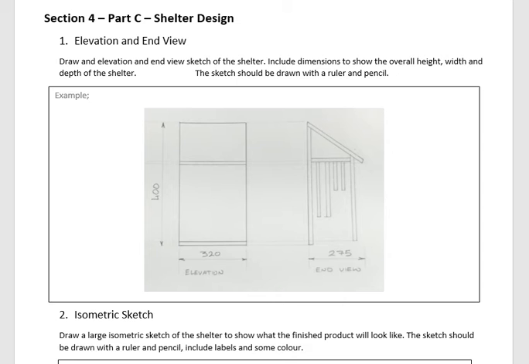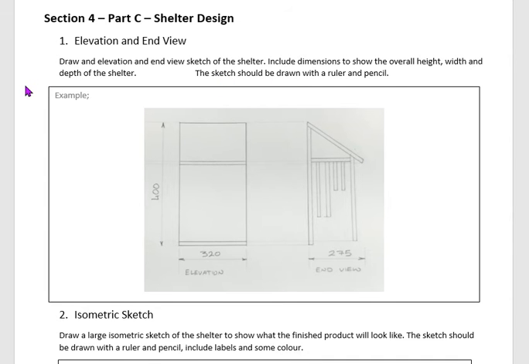So part one of it, you need to draw an elevation, which is a front view, and an end view, which is a side view of the shelter you're going to build. You're going to draw it with a pencil and a ruler, and then you're going to put the overall sizes onto it. So it says draw the elevation and end view. It's a sketch. Include the dimensions of the overall height, width and depth of the shelter. Sketch should be drawn with pencil and ruler.